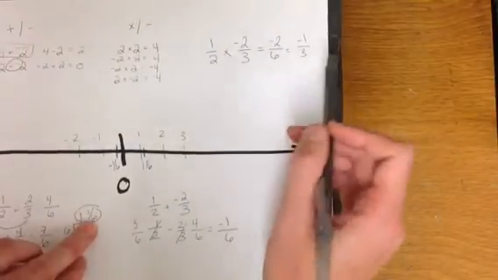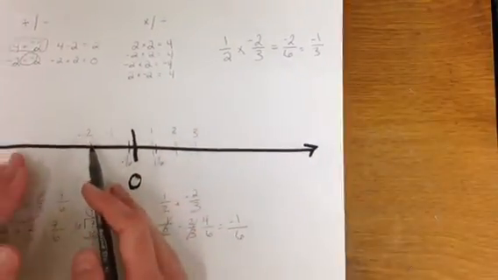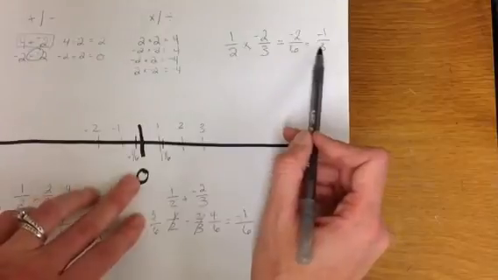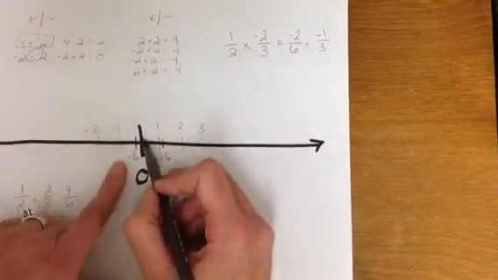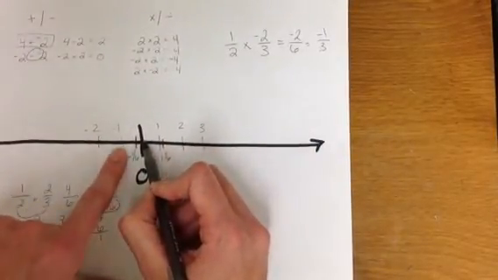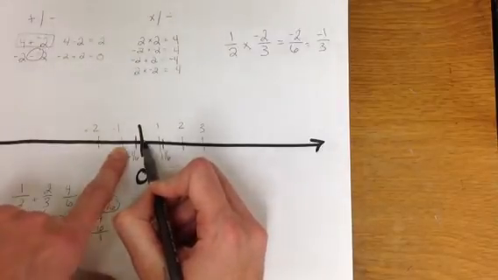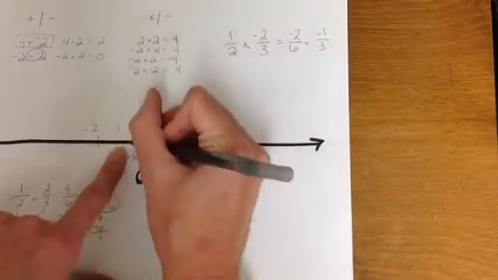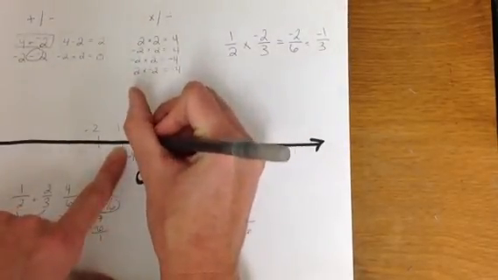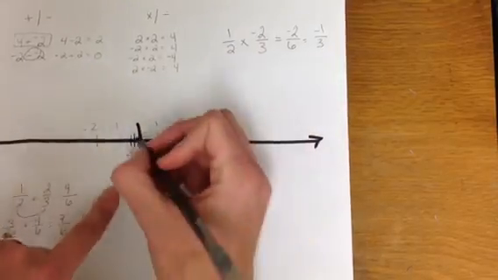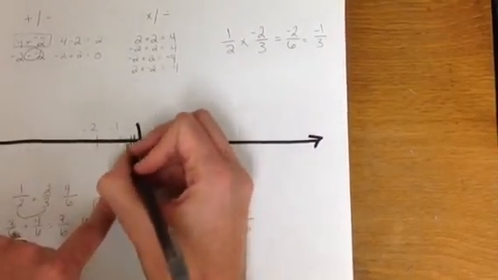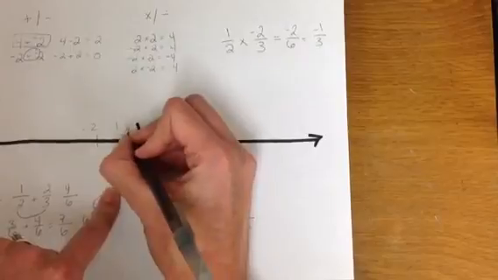-1/3 is going to be to the left of the 0, and we know it's going to be between 0 and -1. And we also know that it's close to -1/2, so it's going to be not quite -1/2, it's going to be closer to the 0, between the 0 and -1/2, so that's going to be -1/3.